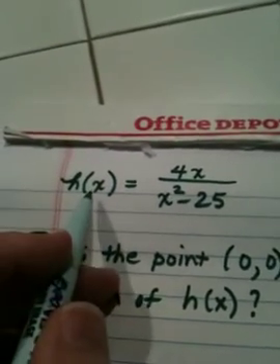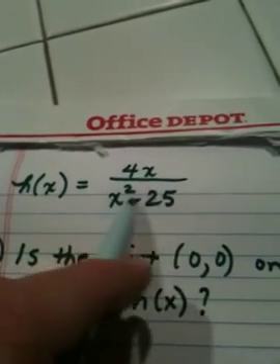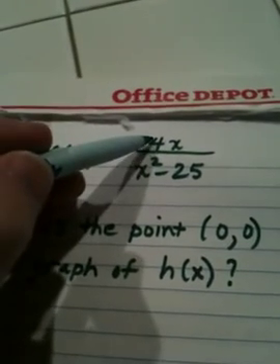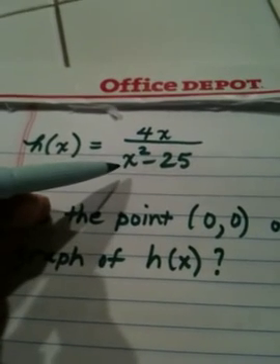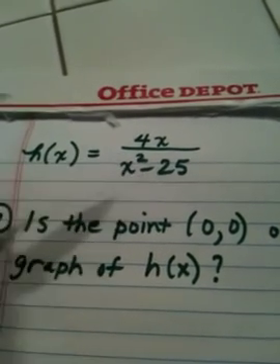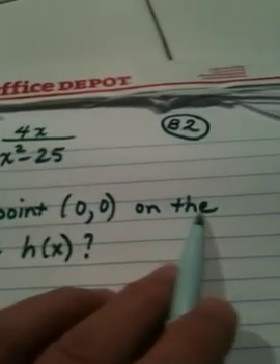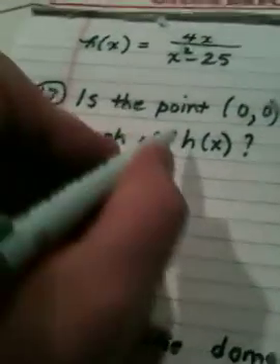Here's your function. H of x equals 4x divided by x squared minus 25. So it's a rational function. Rational function means it's the ratio of two polynomial functions, and the one in the denominator has to contain a variable, which it does. Question number 17. Is the point (0, 0) on the graph of h of x? I didn't mean to make one cursive and one printed, but there we go.